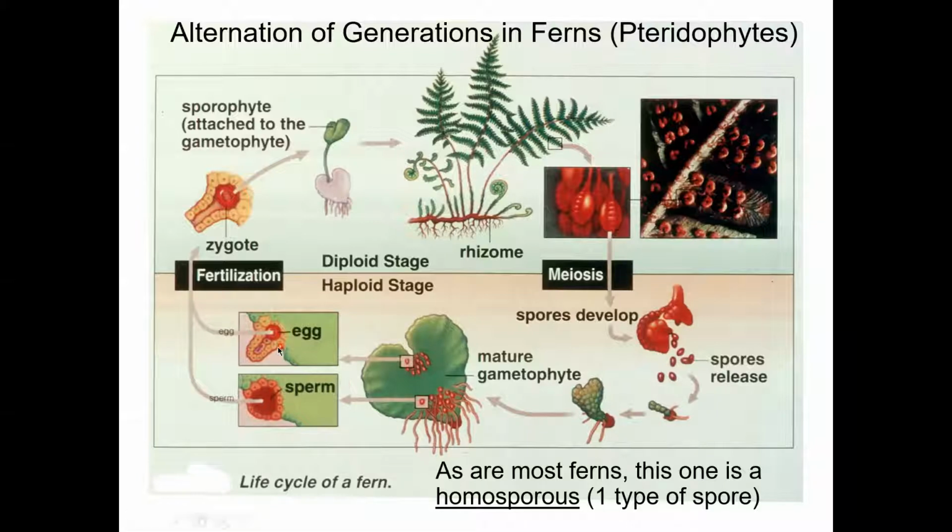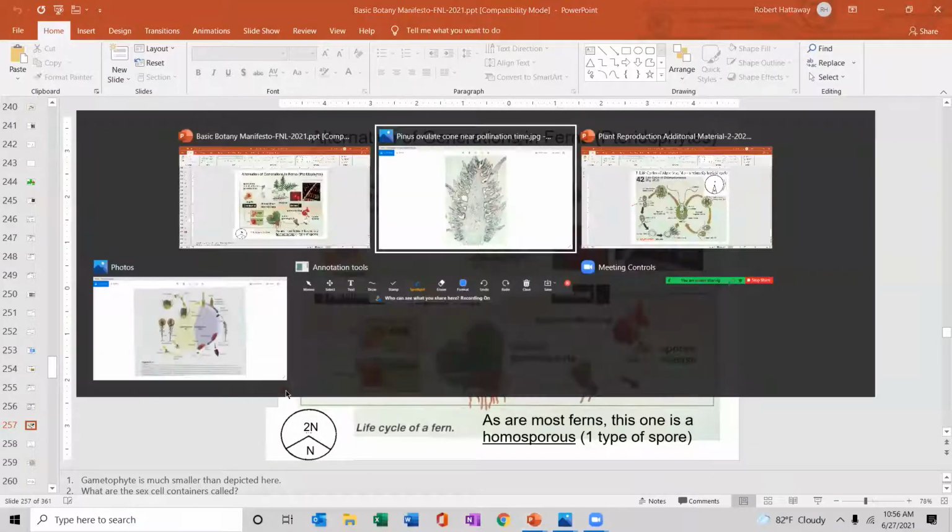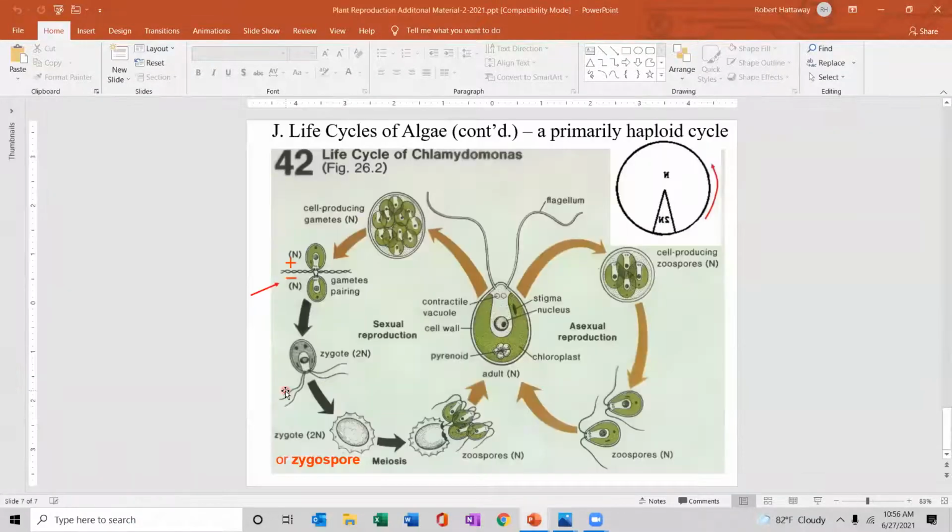Let's talk about this structure that's contained in the egg. It's on the matching. It's an archegonium, and the structure containing the sperm is the antheridium. Let me back out and find this slide.